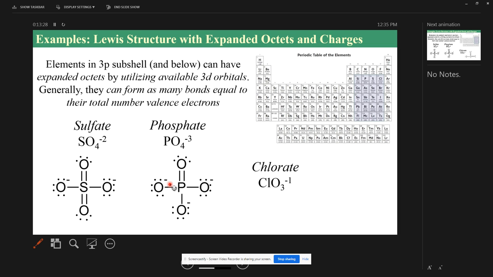Phosphate has 5. 1, 2, 3, 4, 5. Chlorate also has 5, but you can go up to perchlorate, which has 7. And so once you get up to these ones, you can find other covalent structures that have more than 8. But again, it has to be where there are elements that also have d orbitals. And in the 1st period and 2nd period, there are no d orbitals, not till the 3rd.